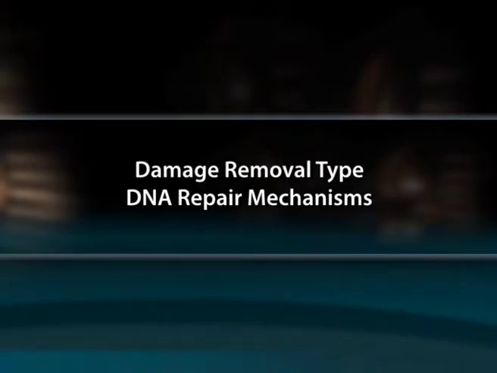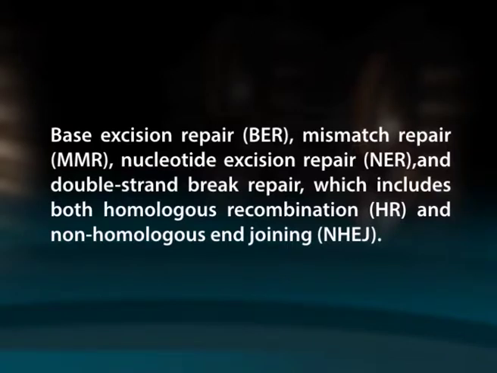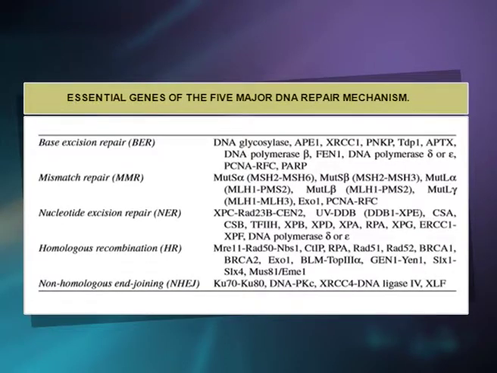Let us now study damage removal type DNA repair mechanisms. To compensate for the many types of DNA damage that occurs, cells have developed 5 major DNA repair mechanisms, which are base excision repair or BER, mismatch repair or MMR, nucleotide excision repair NER, and double strand break repair, which includes both homologous recombination HR and non-homologous end joining NHEJ. In this table, you can see the 5 different types of DNA repair mechanisms and the important genes which are involved in the same.